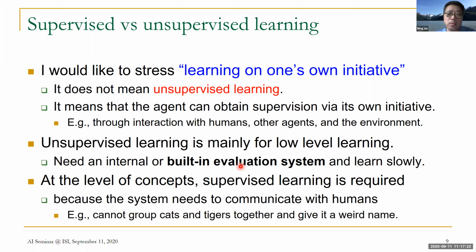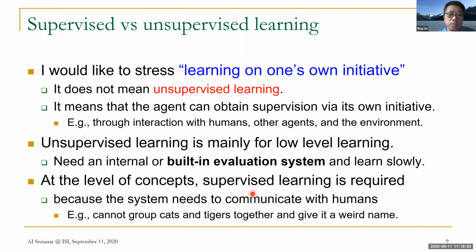And as humans, we don't really learn everything ourselves. I guess most of our knowledge, probably the major part, is passed down from previous generations. Then we learn from instructions or different kinds of supervision. At the concept level, I think supervised learning is required. So the key issue, of course, is how do we obtain this supervised information? Essentially, learning on one's own initiative says the agent has to somehow initiate some kind of interaction in order to gain some supervised information.